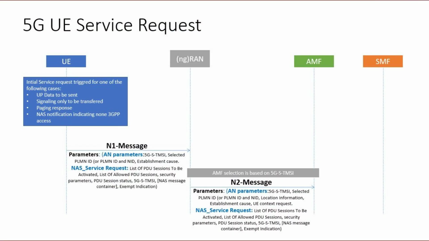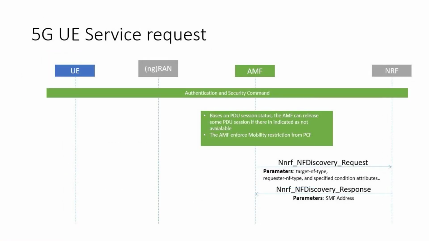The 5G UE service request procedure involves parameters such as 5G-S-TMSI, PLMN ID, and establishment cause, among others. It is important to mention that the 5G RAN selects the serving AMF based on the 5G-S-TMSI included in the service request. After authentication and security command, the AMF needs to allocate a suitable session management function, SMF, through the NRF.